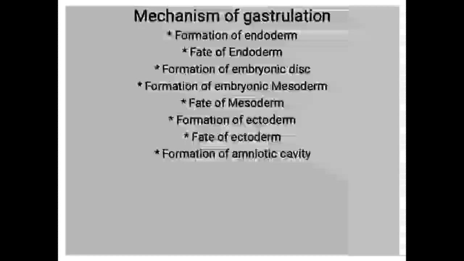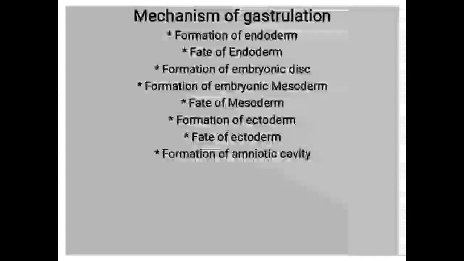Fate of mesoderm. It is determined to form most of the muscles, connective tissues, dermis of skin, peritoneum, skeleton, which contains bones and cartilages, circulatory system, heart, blood vessels, blood, lymphatic system, excretory system except urinary bladder, adrenal cortex, and most of the reproductive system. So, this is the fate of mesoderm.